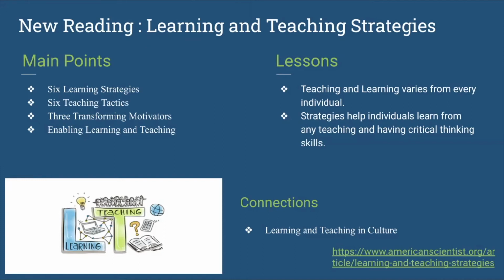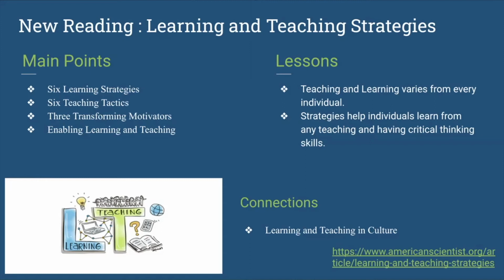The third main point is three transforming motivators. The first one is learning styles, the way in which the information gets processed. Second is learning does not mean you have to have a perfect understanding, it is a process method. Number three is having a mentor to get assistance from. It makes an individual more confident.